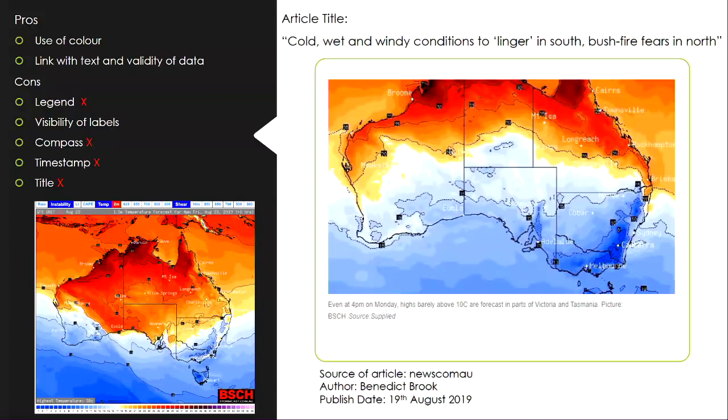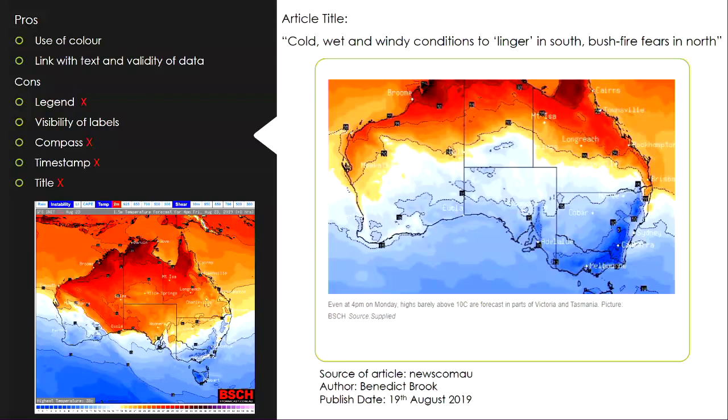Hi, I'm talking about an article titled Cold Weather and Windy Conditions to Linger in the South and Bushfire Fears in the North. In this article, he explains what causes the temperature difference between the South and the North. The map is a temperature map which explains the weather properly.